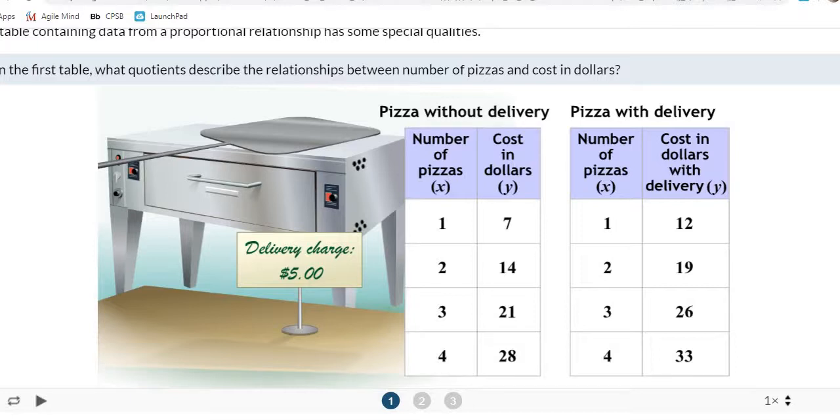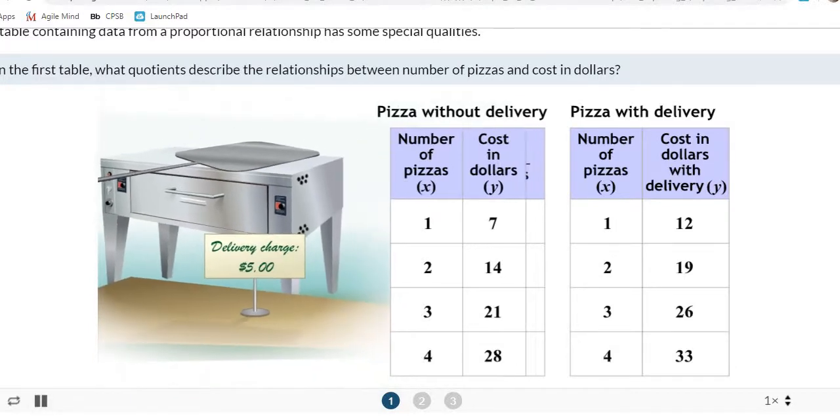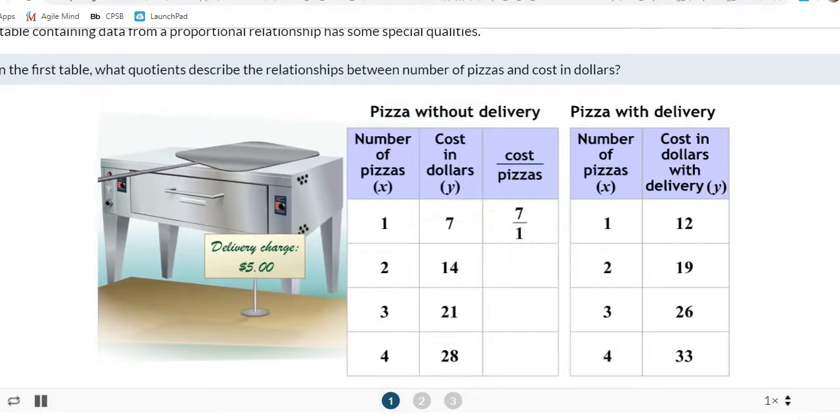Okay, so we're going to investigate one more thing here. I want to look at the quotients of these numbers. So I'm going to look at the first table. What does quotient even mean? Answer to a division problem. But we're going to leave it as fractions, and we're going to look at them as fractions. And I want to look at the cost per pizza of each of these scenarios.